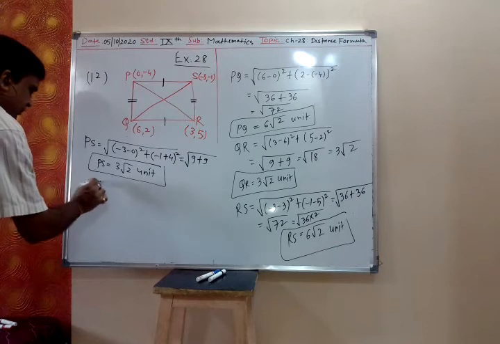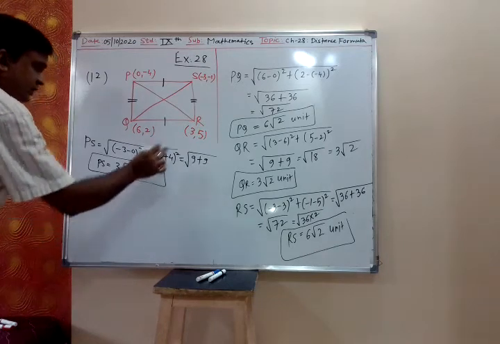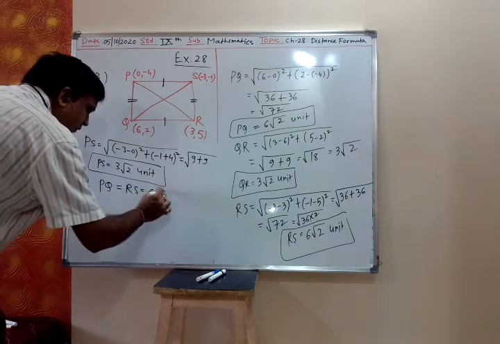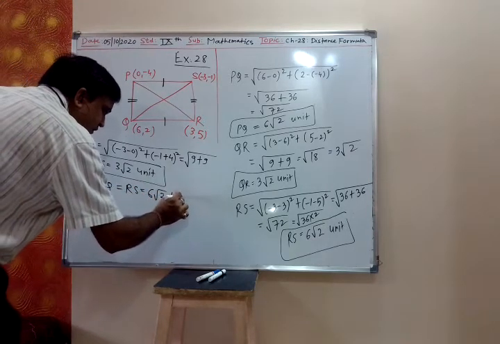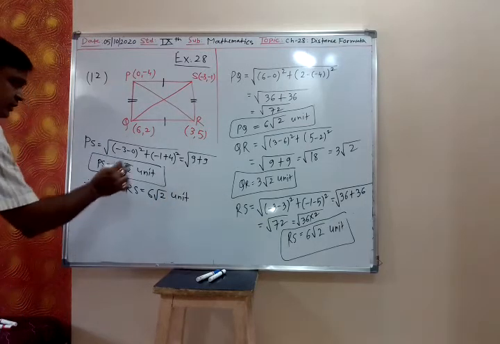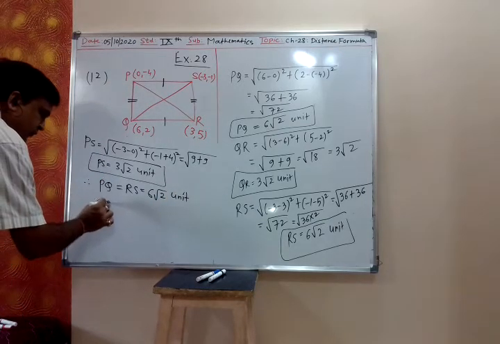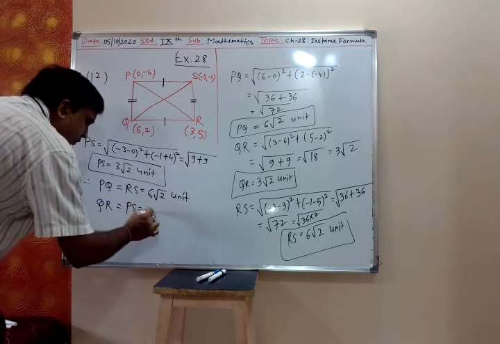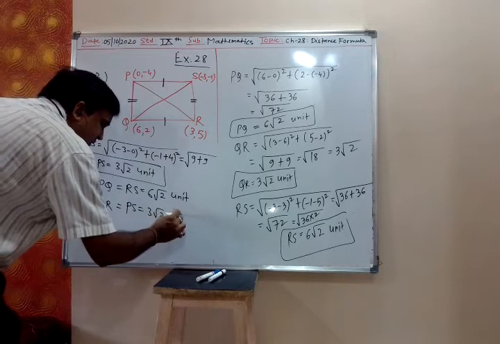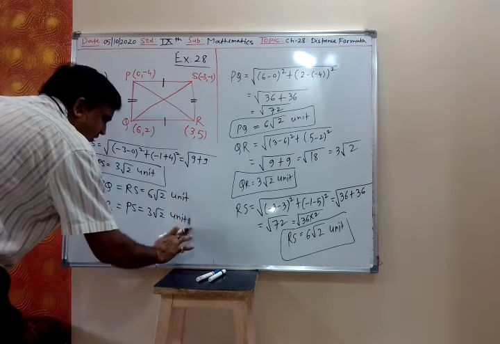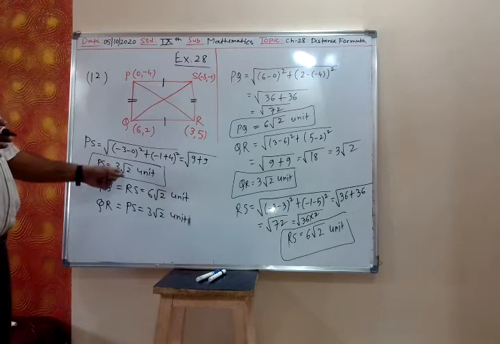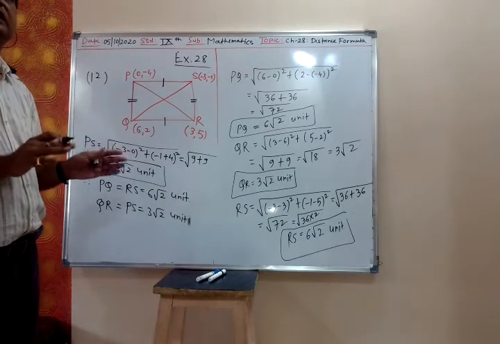So we write PQ is 6 root 2. RS is equal to 6 root 2. So PQ is equal to RS, equal to 6 root 2 unit. Then QR is equal to PS, equal to 3 root 2 unit. So these are opposite sides. So far we have shown only that opposite sides are equal.